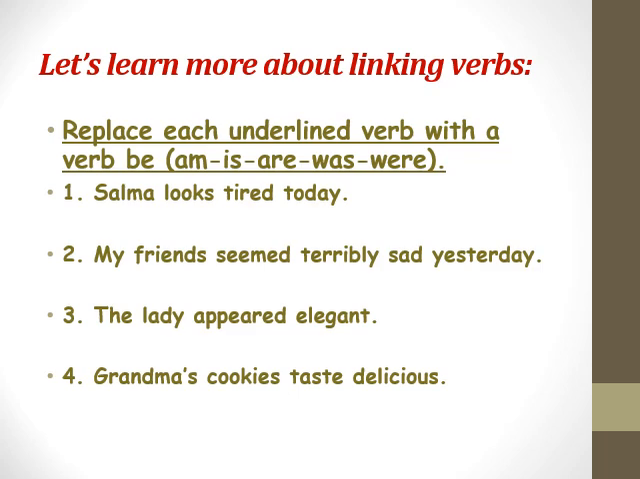The question says I need to replace the verb with a verb to be, which means that in sentence number 1, I have the verb looks. I need to erase looks, and instead of looks, I need to replace it with a verb to be. Here it is: Salma is tired today. What I did is that I erased the verb looks in the sentence "Salma looks tired today," and instead of looks, I wrote is. Salma is tired today. I replaced the verb looks with the verb to be, is.